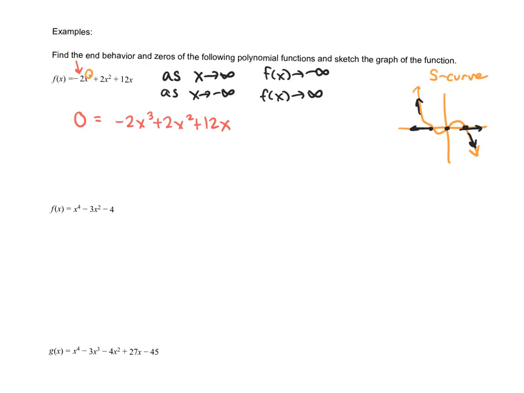But if you want to do something like this, what I would start by doing is I would first try to factor out what I can. And I see I can factor out a negative 2x. They all are divisible by 2 and x. I just like to pull the negative out to get rid of it.